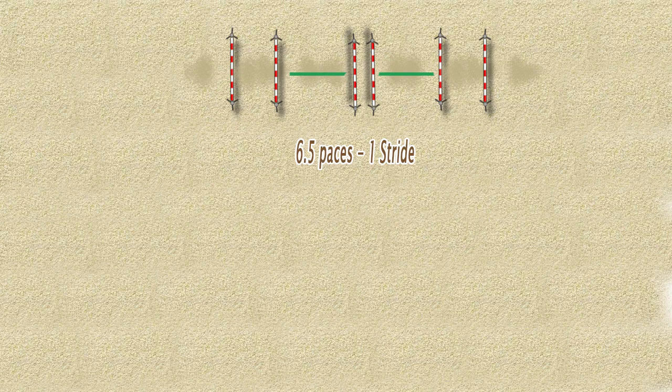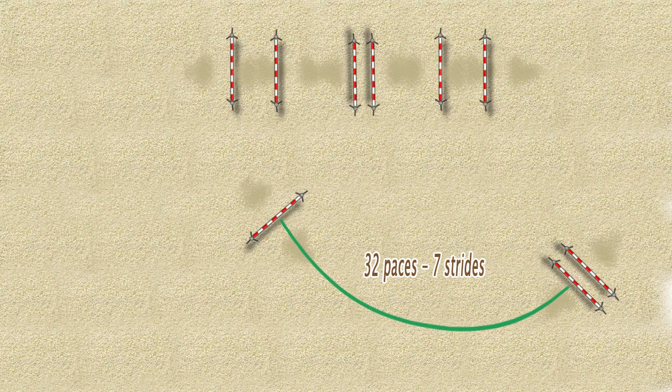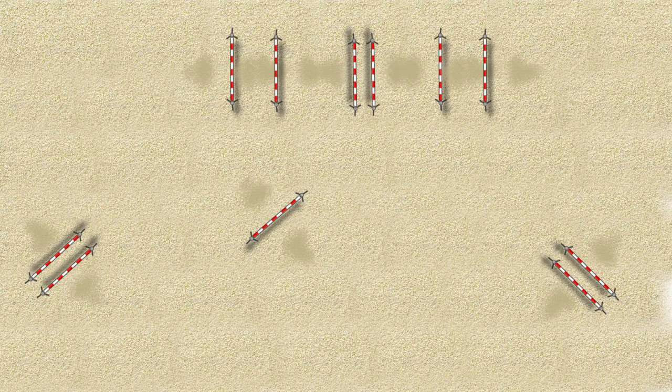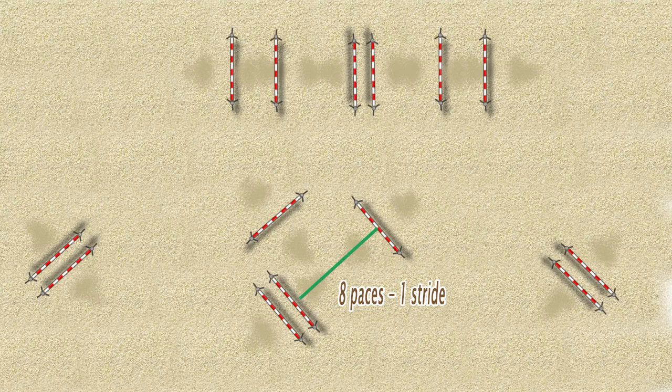Then 32 paces away on a curve, you set up a vertical like so. The line will ride 7 strides, followed by an oxer at an angle at the bottom corner like so. Then 28 paces away on a curve, you set up an oxer. And lastly, 8 paces away, you set up a vertical to make a 1 stride combination. And that's it, you're all good to go.